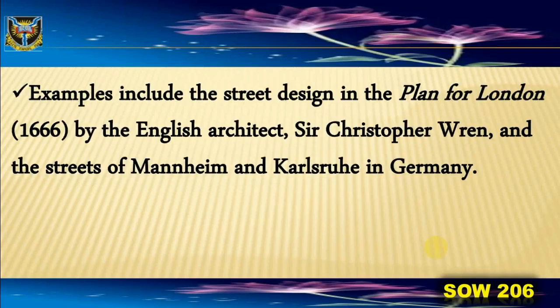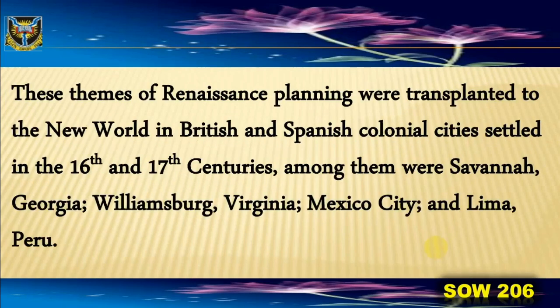Examples include the street design in the Plan for London 1666 by the English architect Sir Christopher Wren, and the streets of Mannheim and Karlsruhe in Germany. These themes of Renaissance planning were transplanted to the New World in British and Spanish colonial cities settled in the 16th and 17th century. Among them were Savannah, Georgia, Williamsburg, Virginia, Mexico City, and Lima, Peru.